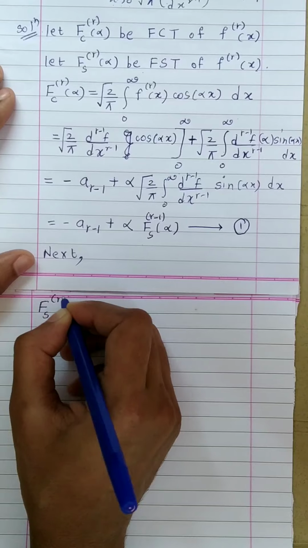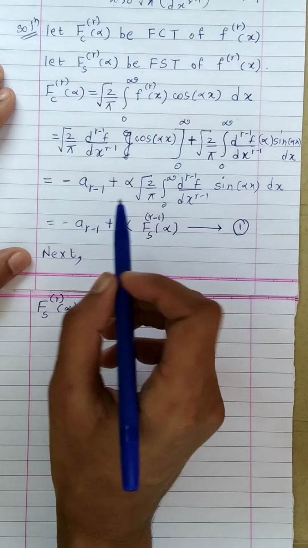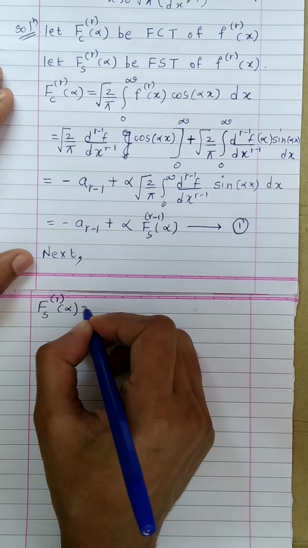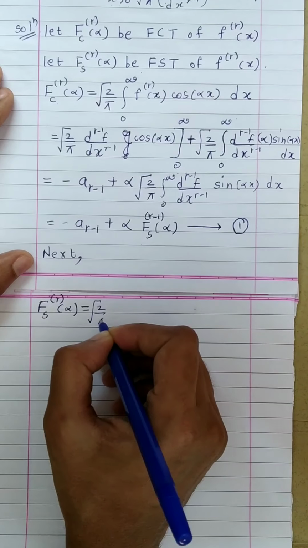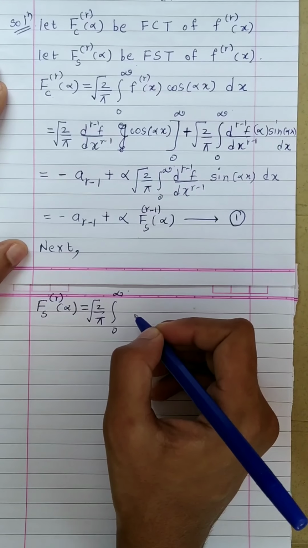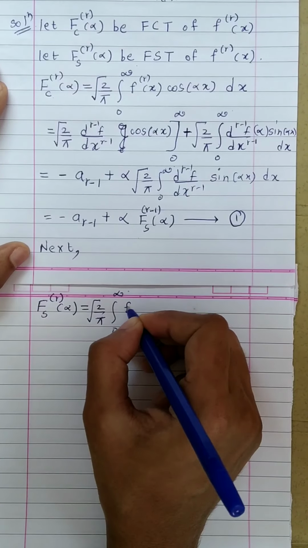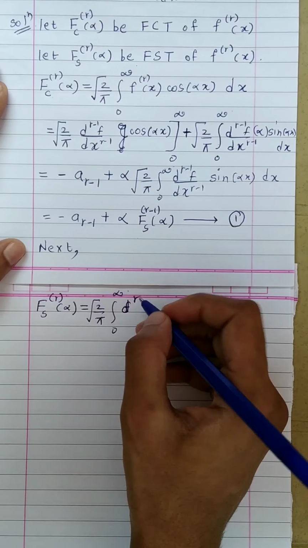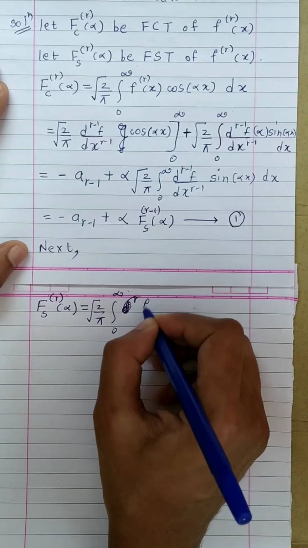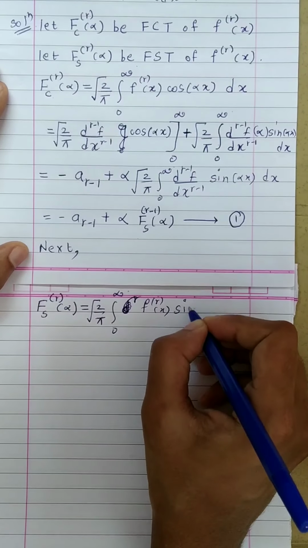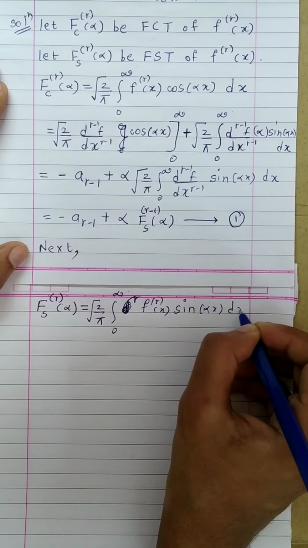Next, Fourier sine transform of alpha. Here we have evaluated the Fourier cosine transform of this. Now let us evaluate what this is. Root of 2 by pi integral from 0 to infinity, the rth derivative of the function, so I will write it like this, the function into sine of alpha x dx.